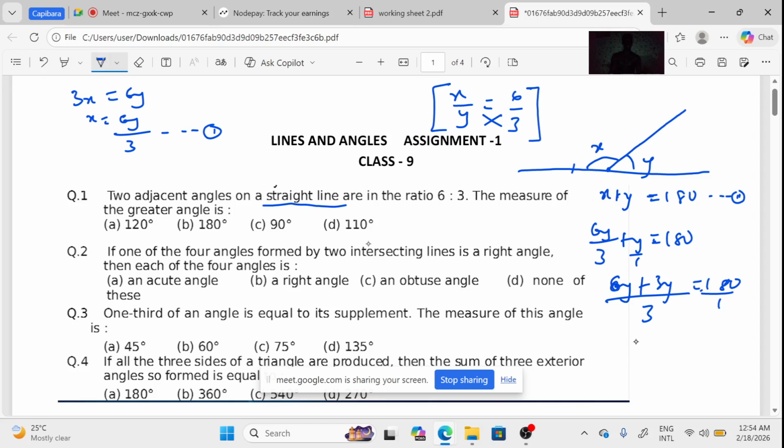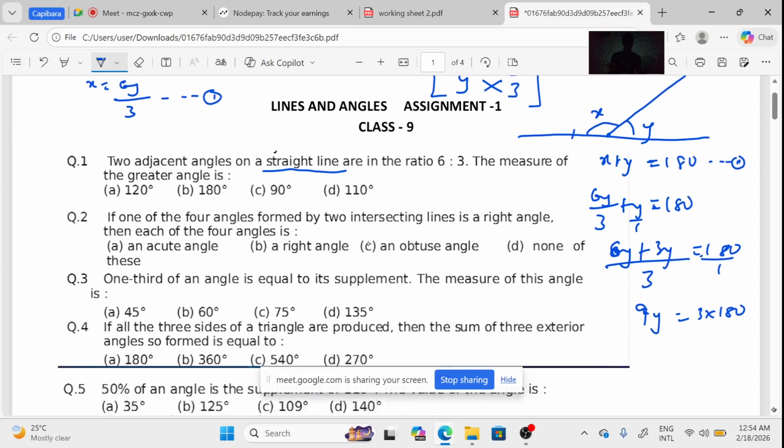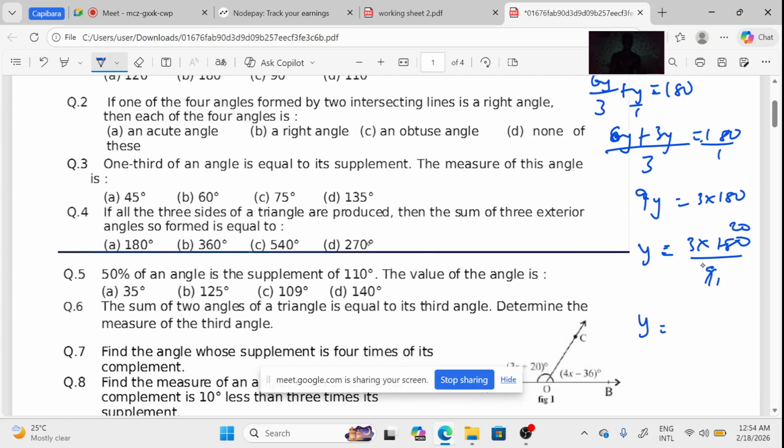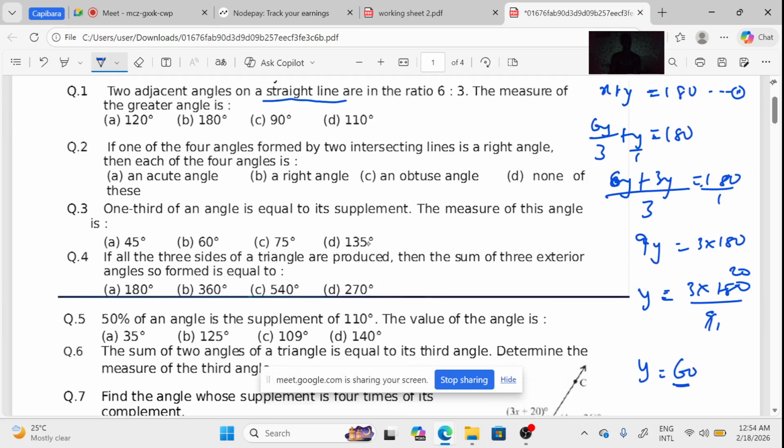That's going to be 9y equals 3 multiplying 180, which is 3 times 180. That's cross multiplication. Then for y, divide both sides by 9. That's 3 multiplied by 180 divided by 9. 9 in 180 is 20. So 3 times 20 is 60. Actually x is what we should get directly, but we got y, that's fine.